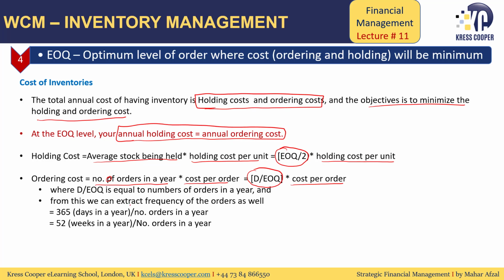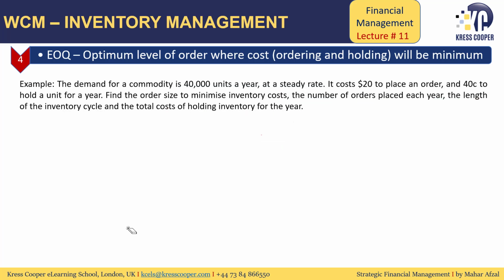From this formula, we can also extract the frequency or interval of the orders, which is equal to 365 divided by the number of orders. This formula will give me the result in days. And if I consider 52 divided by the number of orders in a year, this formula will give me the result in weeks. Let's take this example.